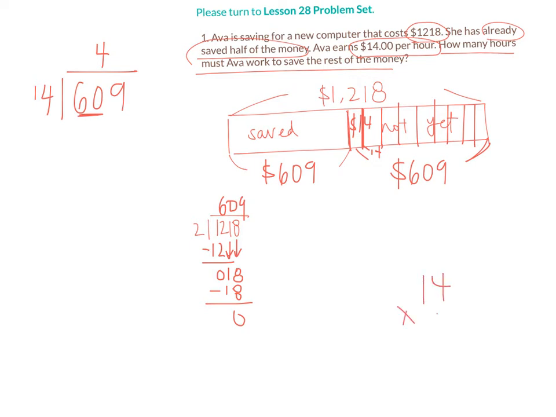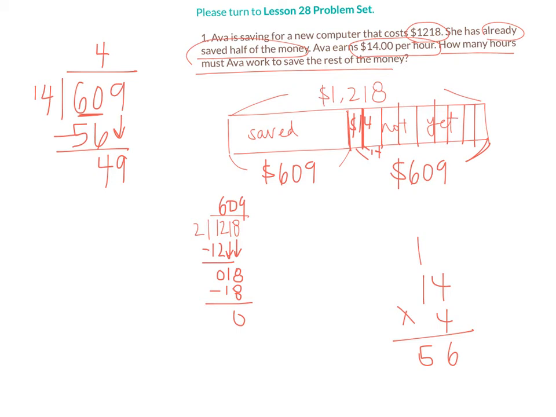14 times 4. 4 times 4 is 16. 4 times 1 is 4, plus 1 is 5. So I have 56, which gives me 4 tens left over. Yes? Okay. Those 4 tens can be regrouped to 40 ones. And if I bring down the 9 ones, I have 49 ones altogether. Yes? Okay.